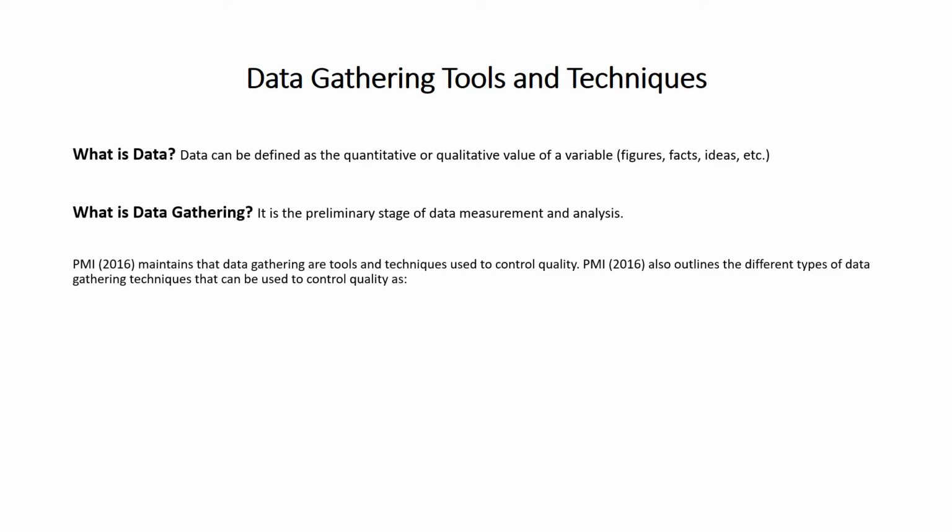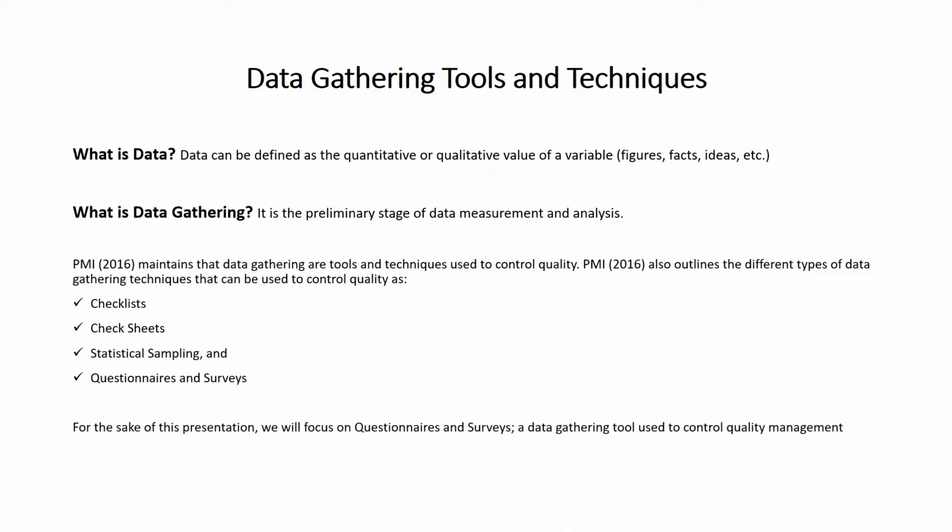PMI maintains that data gathering are tools and techniques used to control quality, and also outlines the different types of data gathering techniques that can be used to control quality as checklists, check sheets, statistical sampling, and questionnaires and surveys. Now, for the purpose of this presentation, we will focus on questionnaires and surveys, which is a data gathering tool used to control quality management.